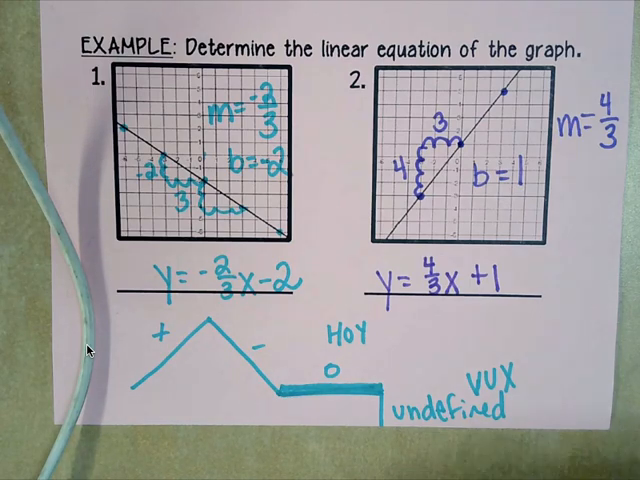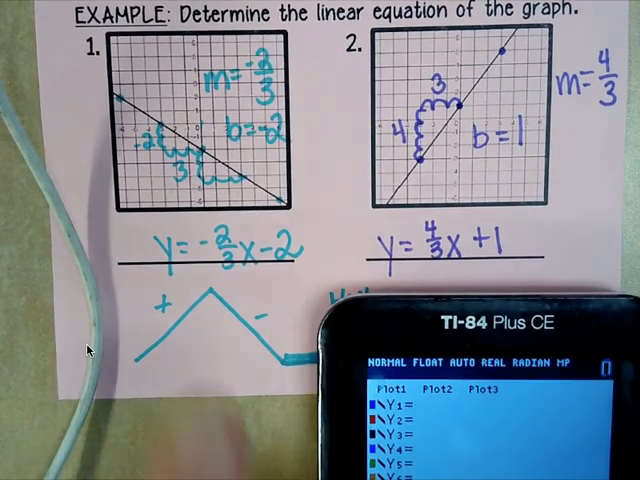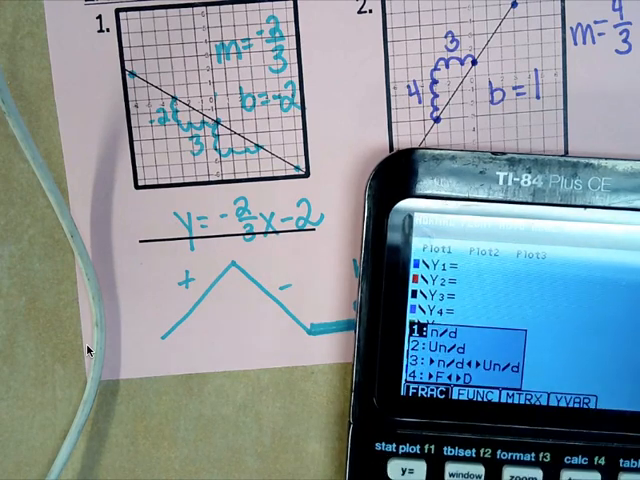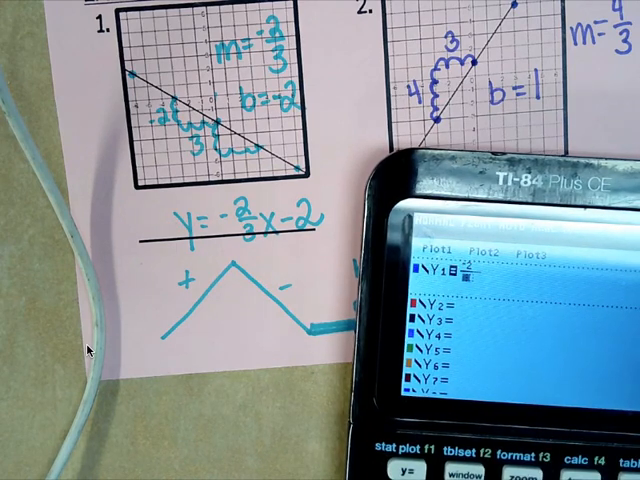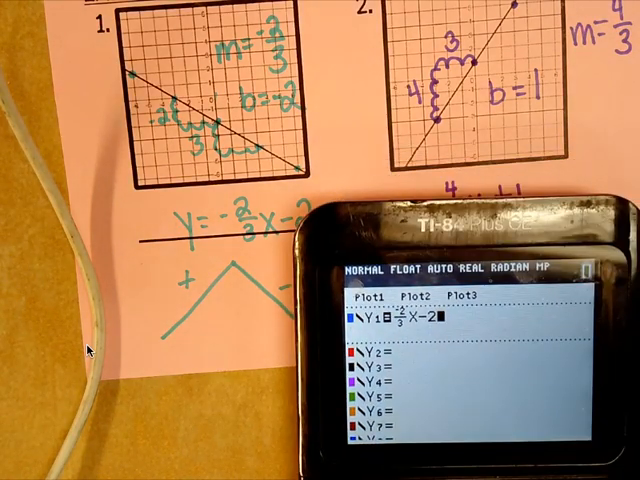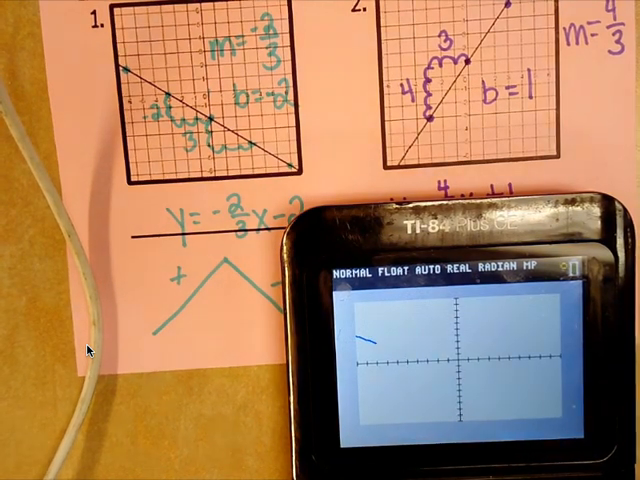So let's go ahead and do that together. So remember, you can do your fraction. I'm going to go back to number 1. Do alpha y equals, for a fraction, -2 over 3 x minus 2. Did some of y'all figure out that the slope was wrong by graphing it? Yeah, hopefully that helps. All right, so you graph it.